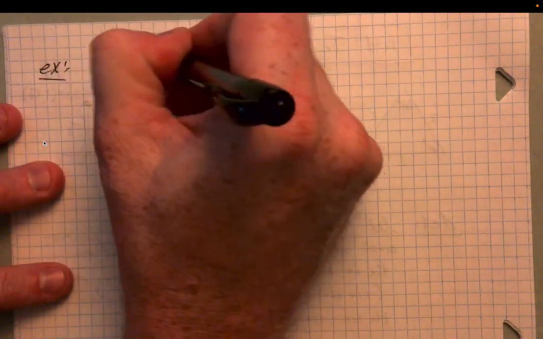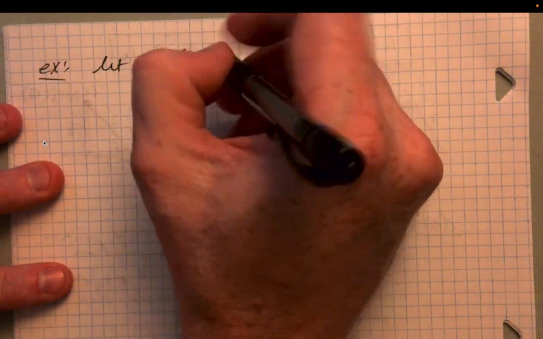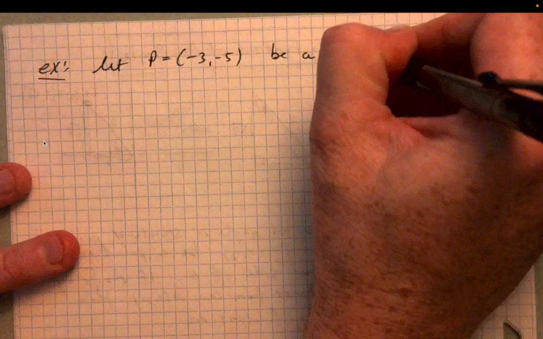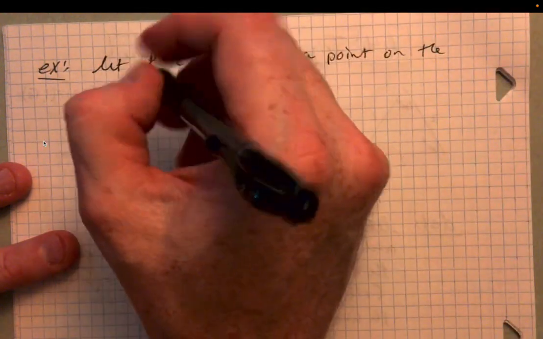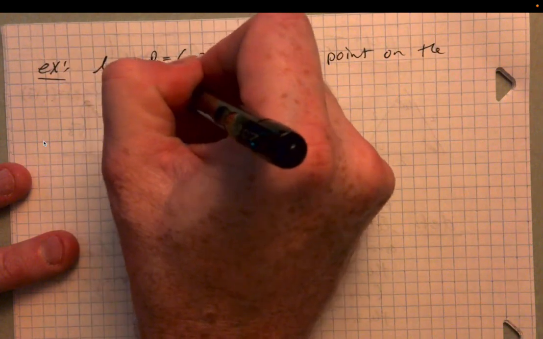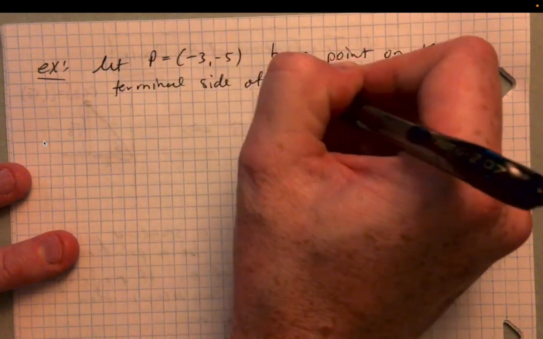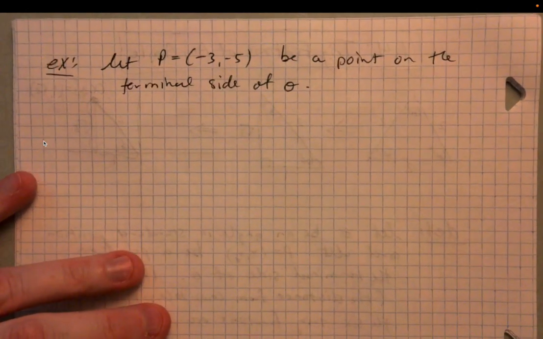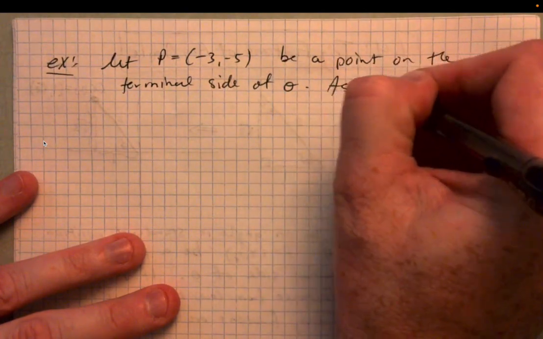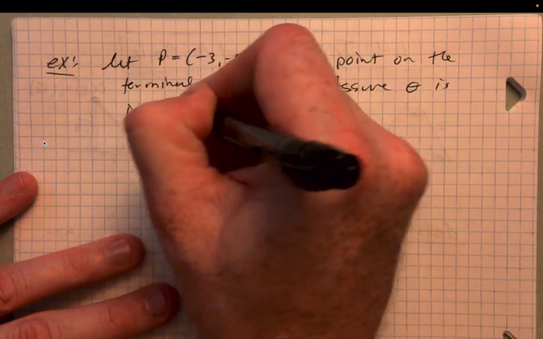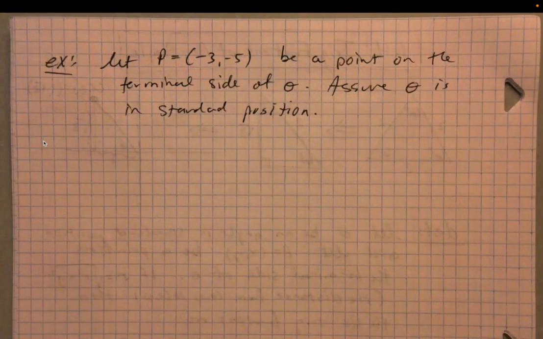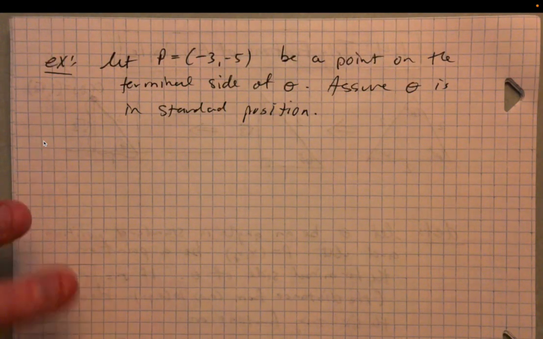Okay, so let's do an example here. Let P equal (-3, -5) be a point on the terminal side of theta, right? And we're just going to assume that theta is in standard position. Most of the time it won't say that, but just know that if it doesn't say that, that's the assumption you should make, that it is in standard position.